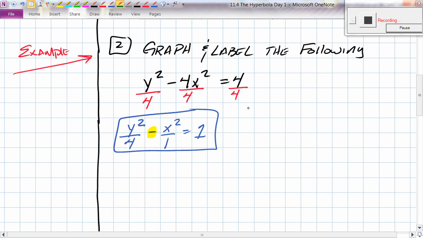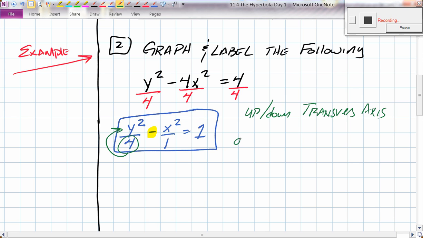Yes, this is an up-down transverse axis. And how do we know this part again? Because the y is the one that's positive in this case, or the 4 is the one that's positive, and it's underneath the y. Good.